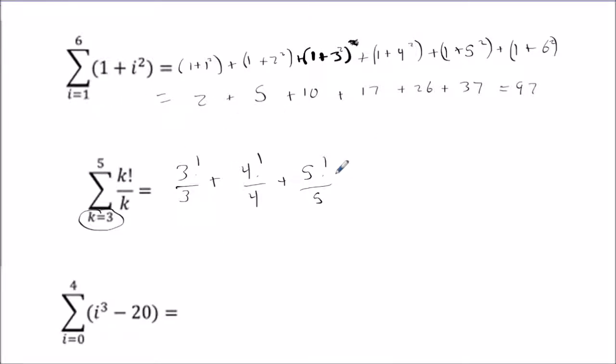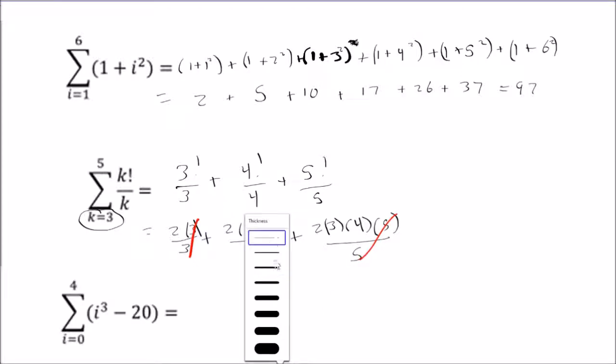Okay, let's simplify this out. The way I'm going to simplify this out is by remembering that 3 factorial is 2 times 3, and we see that it's over 3. 4 factorial is 2 times 3 times 4, and it's over 4. And 5 factorial is 2 times 3 times 4 times 5, and it's over 5. Now the nice thing about that is I can do this. So I'm going to work with smaller numbers rather than working with larger numbers, and I like that.